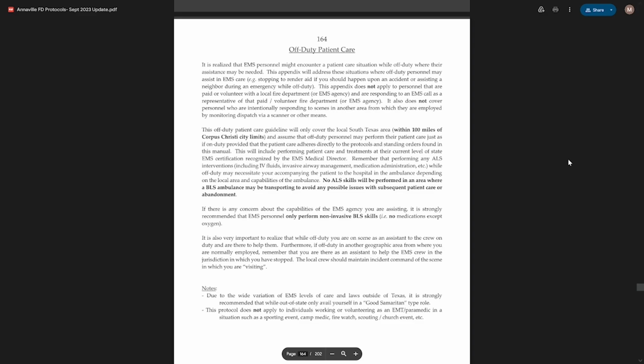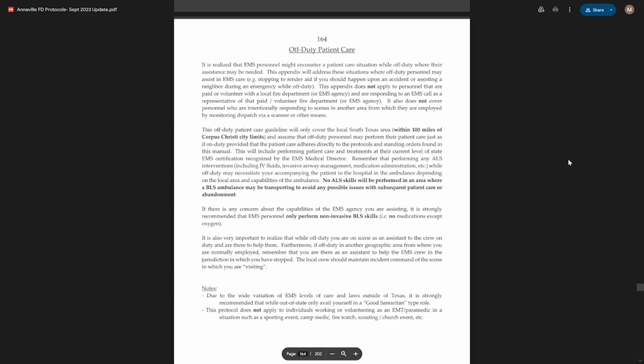If there is any concern about the capabilities of the EMS agency you are assisting, it is strongly recommended that the EMS personnel only perform non-invasive BLS skills, i.e., no medications except oxygen. It is also very important for you to realize that while off-duty, you are on scene as an assistant to the crew on duty and you are there to help them. Furthermore, if off-duty in another geographic area from where you are normally employed, remember that you are there to help the EMS crew in the jurisdiction in which you have stopped. The local crew should maintain incident command of the scene while you are just visiting.